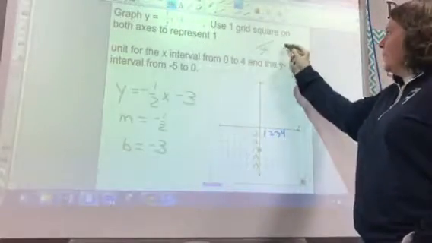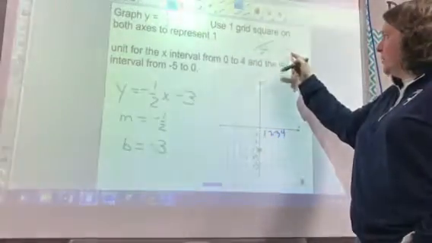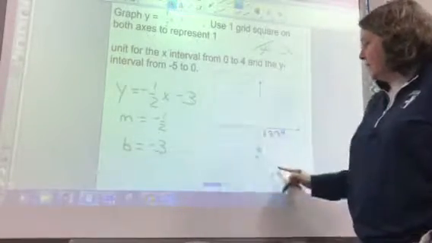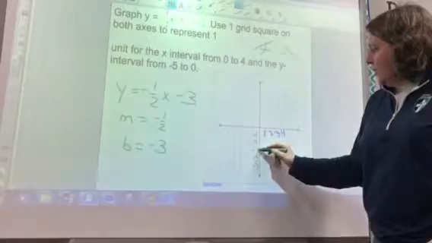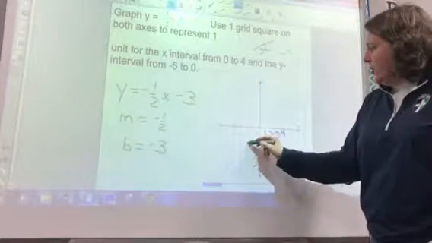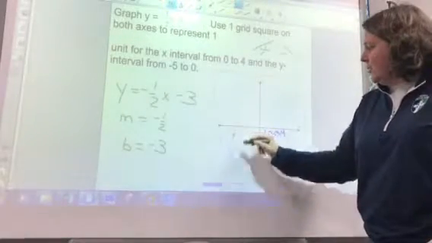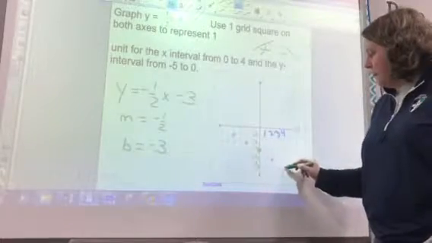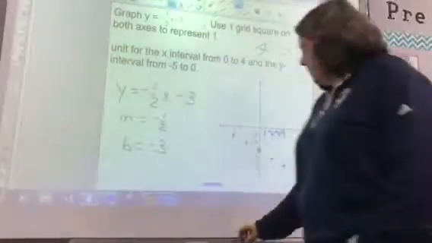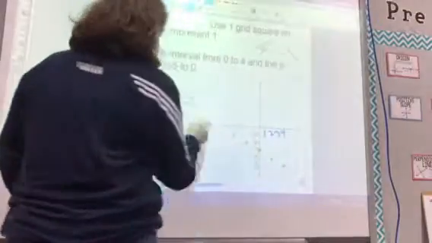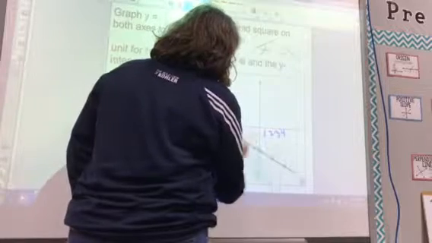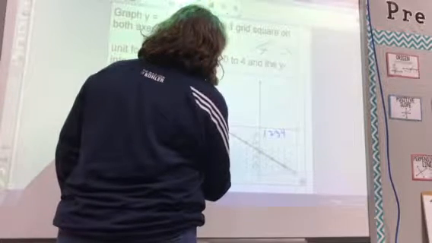I remember my slope guy. My slope is going to look like this. So my line's going to be here somehow. So I'm going to go up 1 to the left 2, or I could start here and go down 1 to the right 2. I'm going to connect all my dots using my ruler, and I'm trying to be as perfect as I can be.